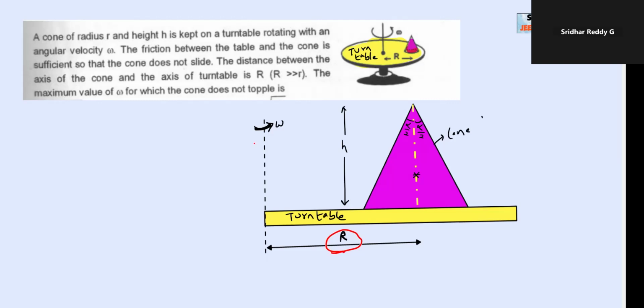The maximum value of omega for which the cone does not topple, so it should not tilt. What are the forces that will be acting? We'll analyze the forces. First, centrifugal force. Then next again, the normal contact.